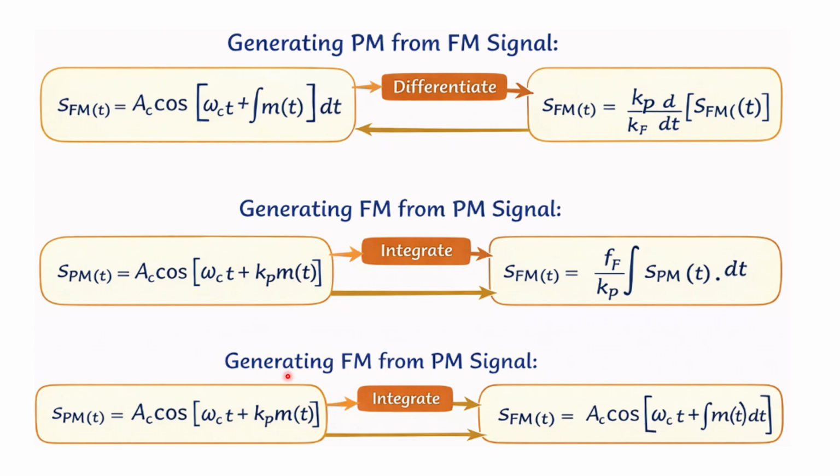So this is the way to generate the FM signal from the PM signal, and this is how you can generate the PM signal from the FM signal. So these are the ways to generate the different signals.